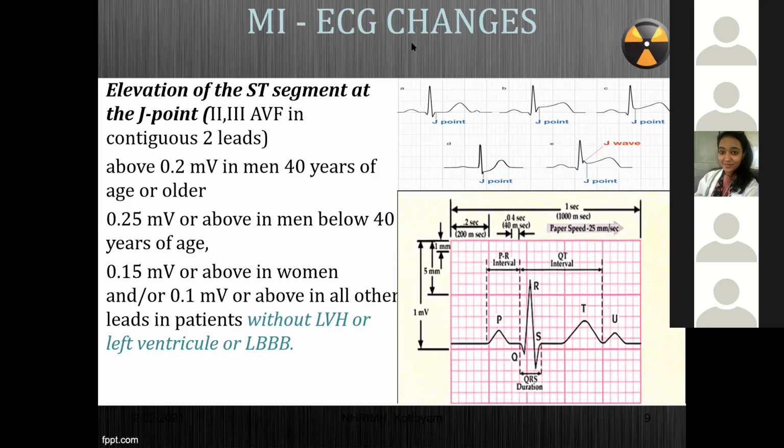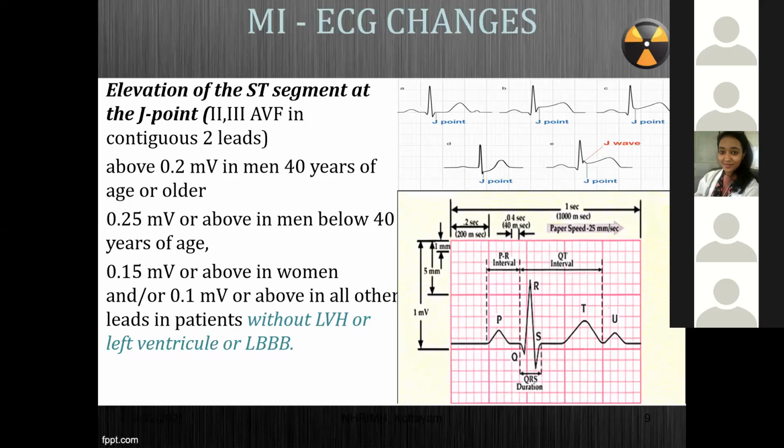After the R wave comes your S wave. The S to T segment should be on the isoelectric line. If it is elevated or depressed, then you have to think there is something wrong happening there. Suppose after the J point the S to T line is depressed, then you call it ST segment depression. Anyhow, right now we are discussing ST elevation only.